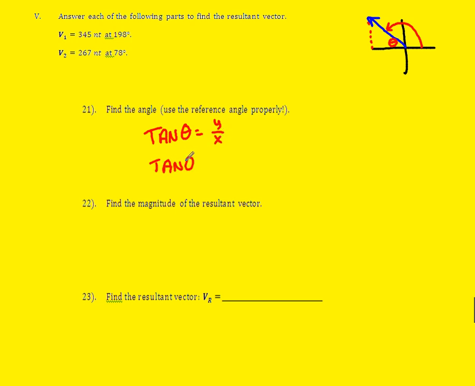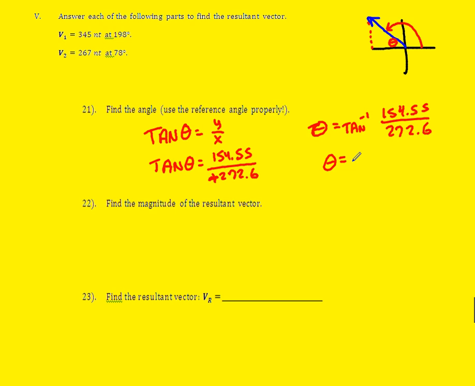Well, what is y, what is x? Well, that's what we found earlier in parts 13 and 14. Y from 14 was 154.55, and x was negative 272.6. Now, when we do this, we just want to find this angle in general. We don't need to try to be precise, and the calculator is going to try to lie to you. So make everything positive when you do this. So that means that to get theta by itself, I need to take the inverse tangent of that fraction, 154.55 over 272.6. And that means that theta is going to equal, when I plug that into a calculator, 29.55 degrees.